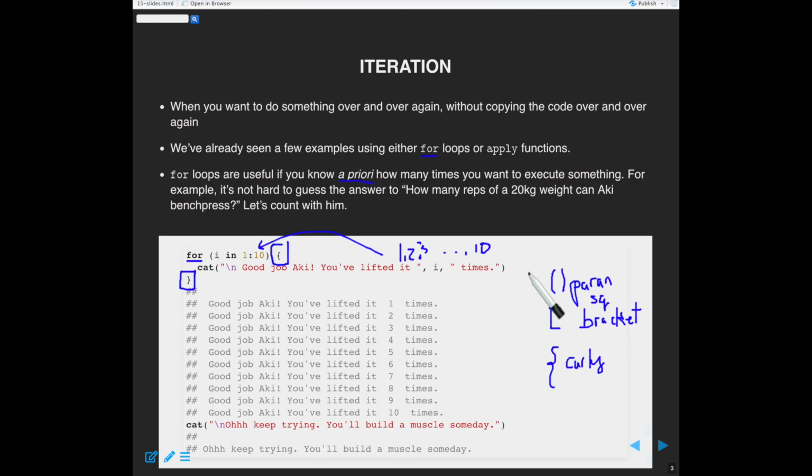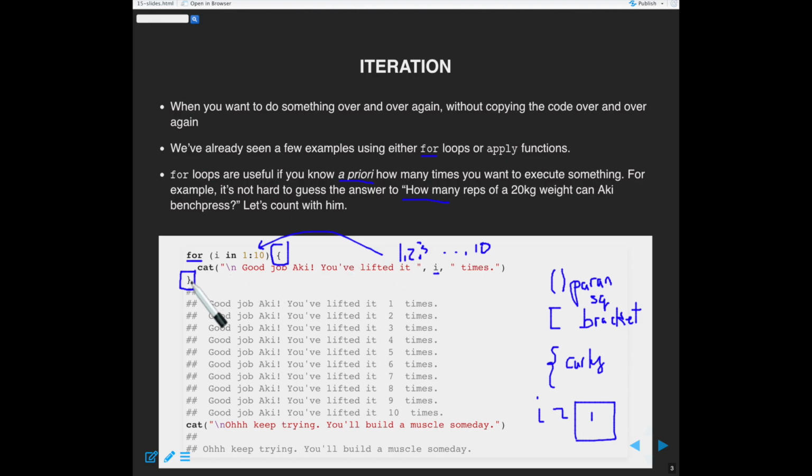All right, and this i is like any other variable, essentially. If we go back to our canonical model of what happens in R, it creates a box, and at the beginning it puts 1 in there, and then it's going to put 2, then 3, etc. So how does it do that? It comes in here, and firstly i will be set equal to 1, okay? And now it'll execute this body of code, which is just the function cat to send to the screen, "Good job, Aki, you've lifted it 1 time." Sorry, this is in response to the question, how many reps of a 20 kilogram weight can Aki bench press? And so we're going to count them through. So he's lifted it 1 time because i is equal to 1.